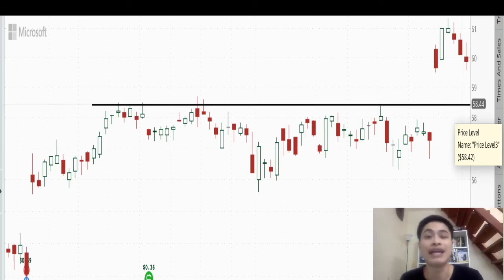Now that you have learned and understand the definition and psychology behind support and resistance levels, you know the theory part. So in the next part, we'll take a look at the charts to identify support and resistance levels so that you can put whatever you have learned into practice and into your own investing and trading.